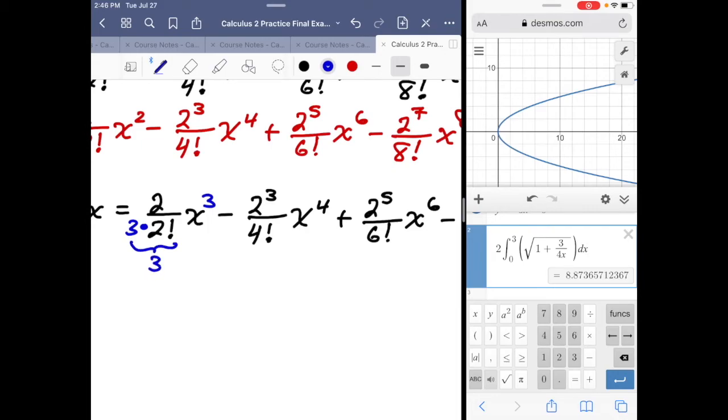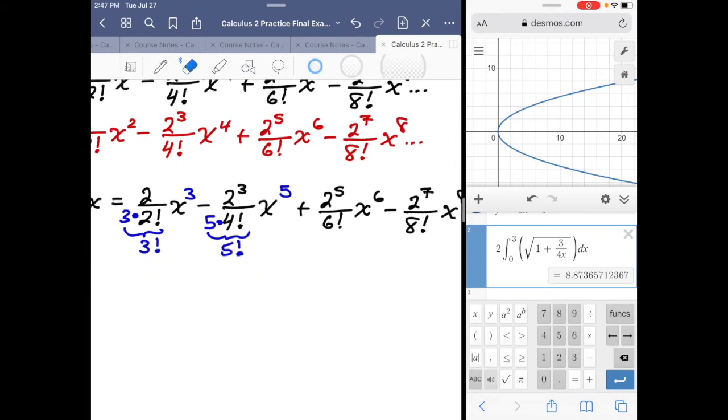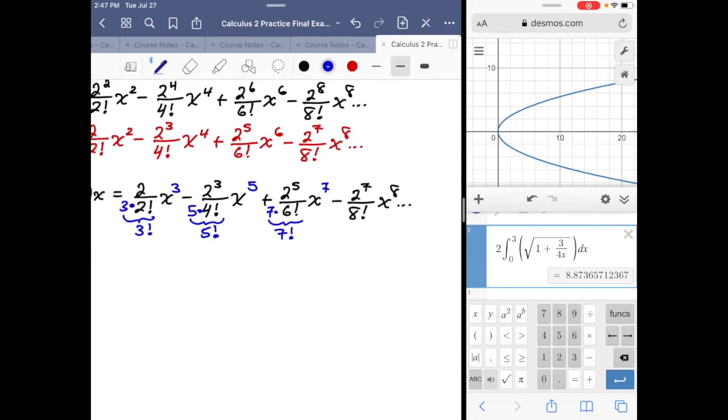Now that 3 times 2 factorial is the same as 3 factorial. Increase the exponent by 1. Divide by the new exponent, which makes a 5 factorial. Increase the exponent by 1. Divide by the new exponent, which makes a 7 factorial. Increase the exponent by 1. Divide by the new exponent makes a 9 factorial.